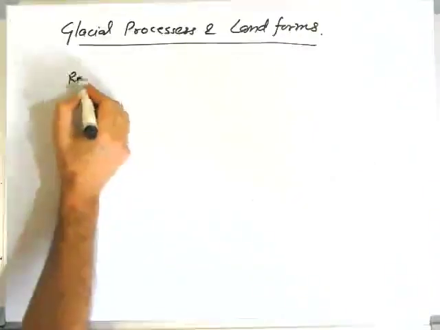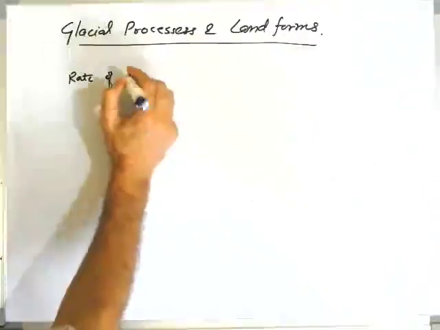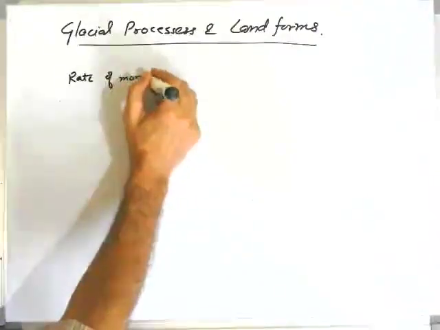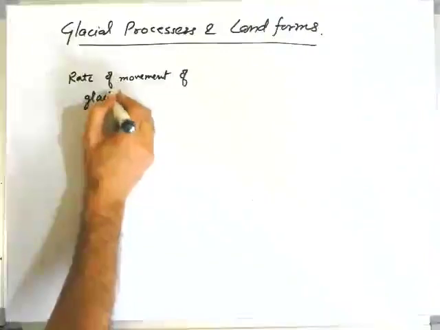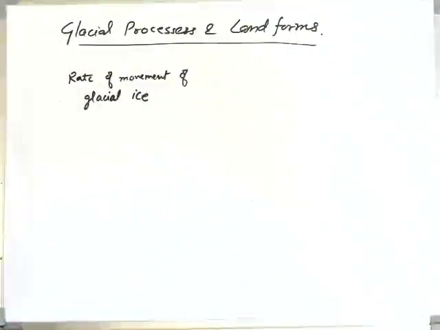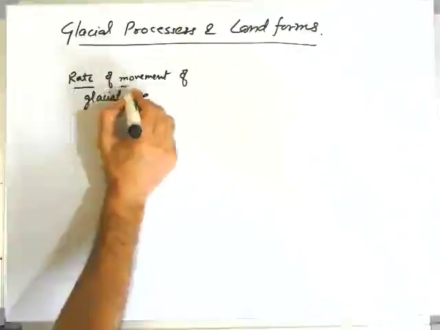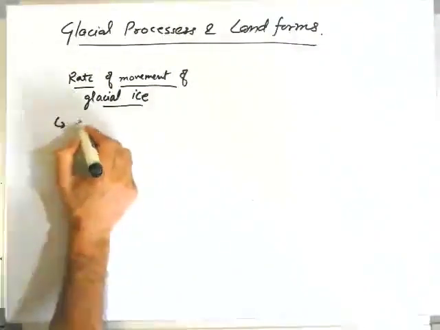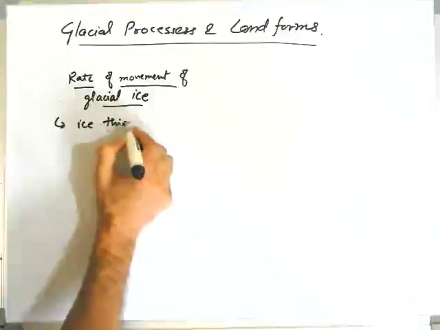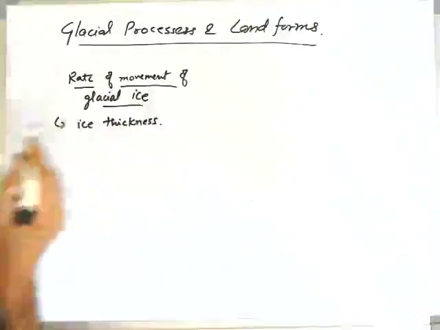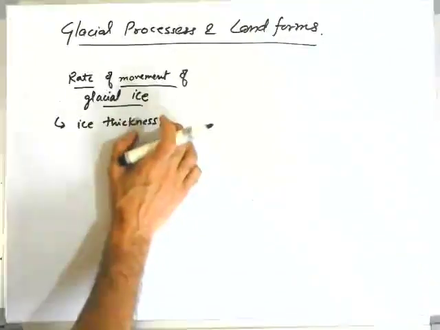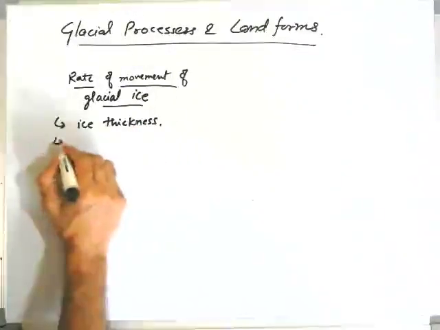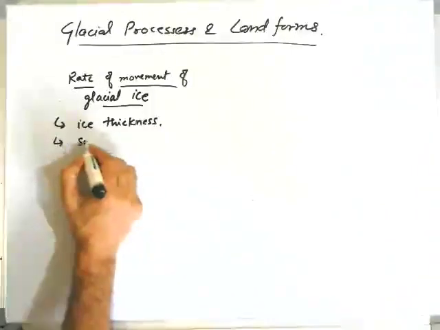The rate of movement of glacial ice. Now, the rate of movement of glacial ice depends on ice thickness, obviously, and this point is valid especially for ice sheets and ice caps. It also depends on surface gradient.